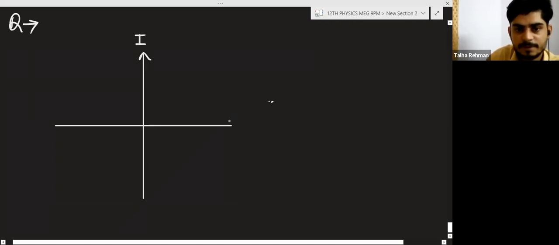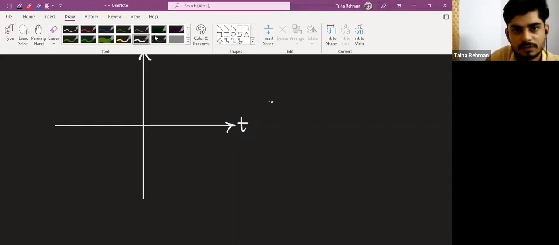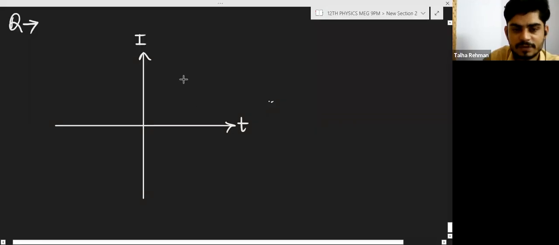I is for current and T is for time. And a graph is given like this. A graph is given like this, and here the current is 10 ampere at this point. The current is 10 ampere. This is given in the question. Here the current is 5 ampere.